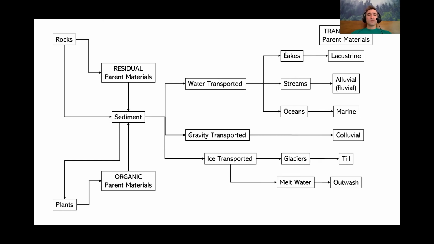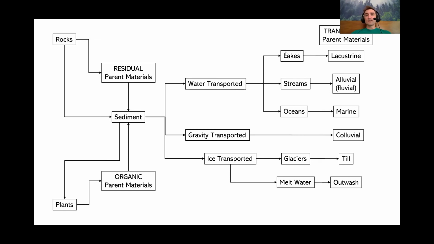And if it's transported by ice, usually it's in the form of glaciers. So right now, glaciers are receding because the temperature is warming on the planet. But we know that there's been many periods of cooling and warming, and when it's cooling, the glaciers grow. As the glaciers grow, they actually scrape soil and sediment, and we call that type of deposited parent material glacial till.